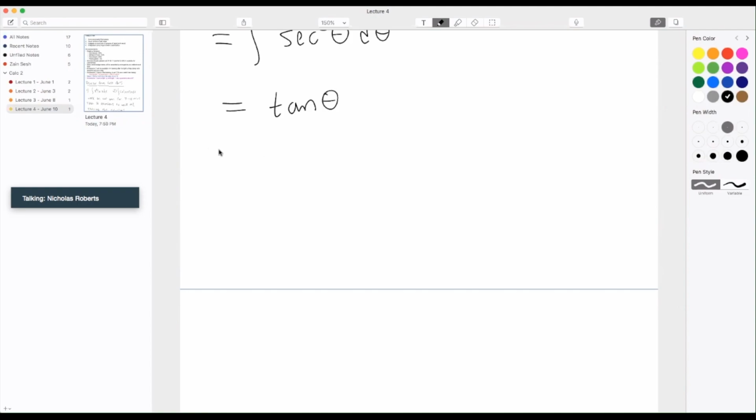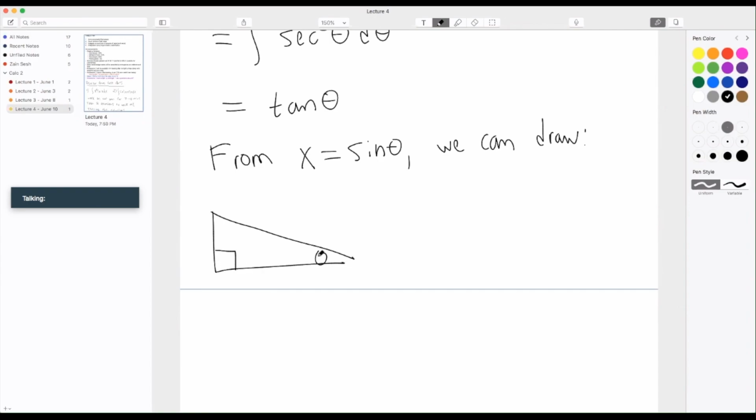All right. So remember, from our initial substitution, that is what we use to draw our triangle. So from x equals sine theta, we can draw the following. All right, so we've got our right triangle, theta. Okay, so sine of theta is opposite over hypotenuse, so this will be x over there and 1 at the hypotenuse. And then by Pythagorean, this will be 1 minus x squared.